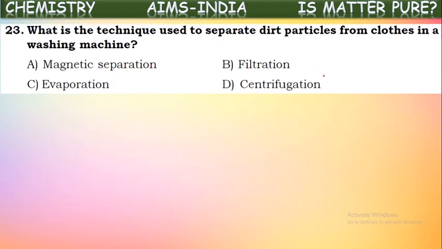Next, what is the technique used to separate dirt particles from clothes in a washing machine? Yes, dirt particles are removed from the clothes in the washing machine by whirling, twisting or rotating fast. That is called centrifugation. By the centrifugation process, dirt particles are separated from the cloth.